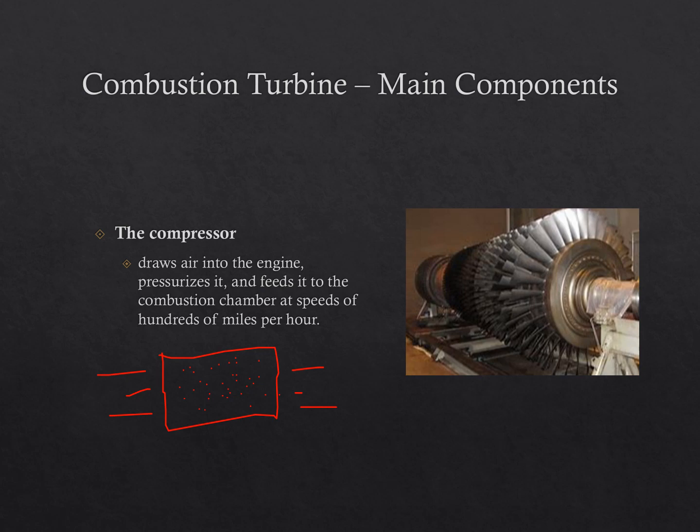So anyway, that's what's going on inside of the combustion chamber, and that job is done by the compressor, which is a component in your combustion turbine. It's happening right here behind. You can't really see it at the front. You can only see the blades.